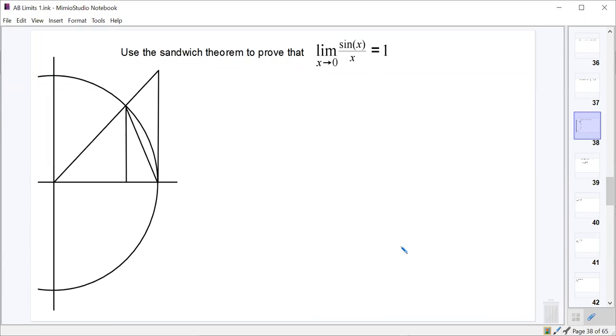We're going to prove, using the sandwich theorem, that the limit as x approaches 0 of sine x over x is 1. And I have this lovely picture over here that would appear to have absolutely nothing to do with the graph of sine x over x. Would you pretty much agree with that? We just looked at the graph of sine x over x.